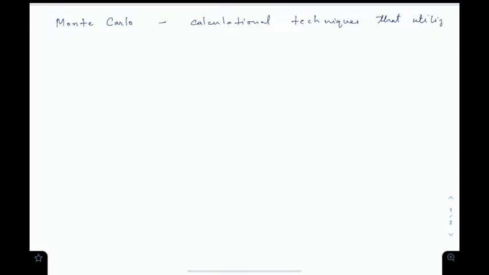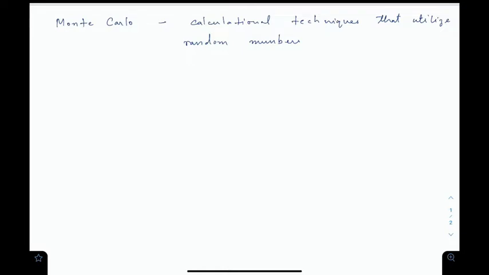So the term Monte Carlo is used for calculational techniques that utilize random numbers. And these techniques represent the solution of a problem as a parameter of a hypothetical population and use a random sequence of numbers to construct a sample of the population from which statistical estimates of the parameter are obtained.